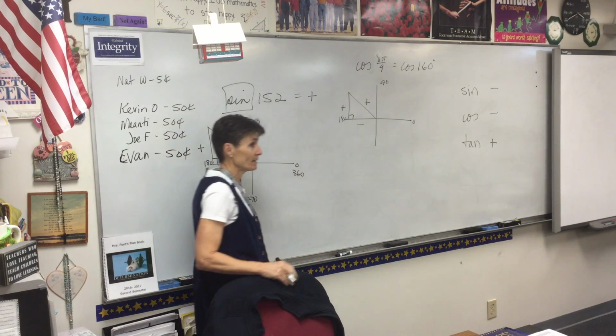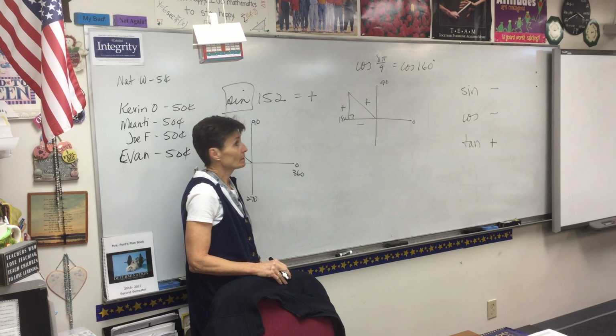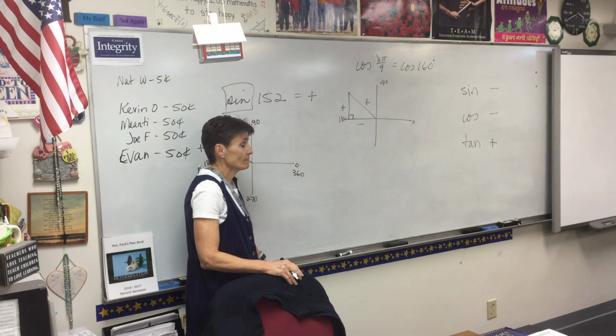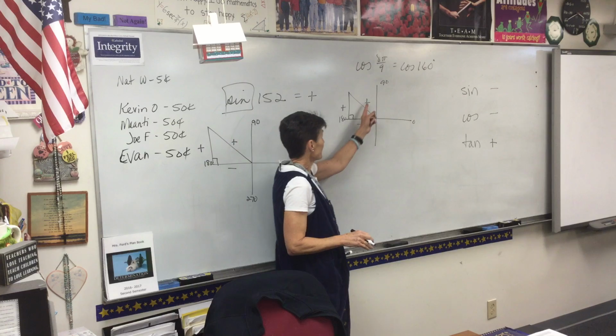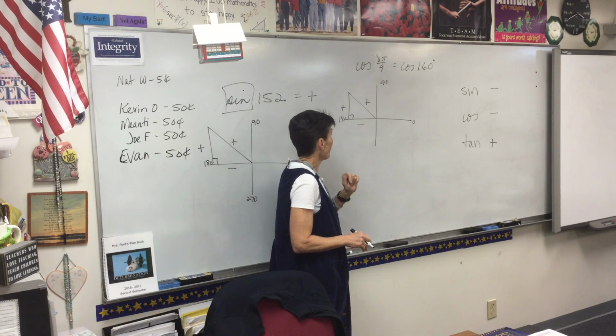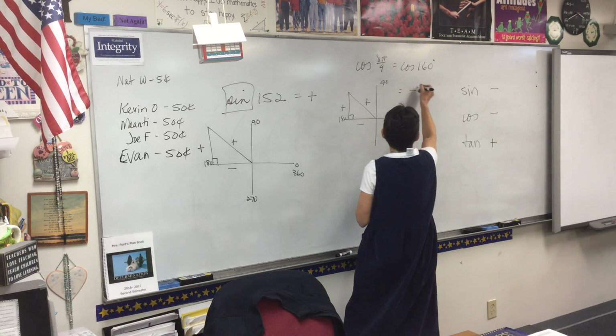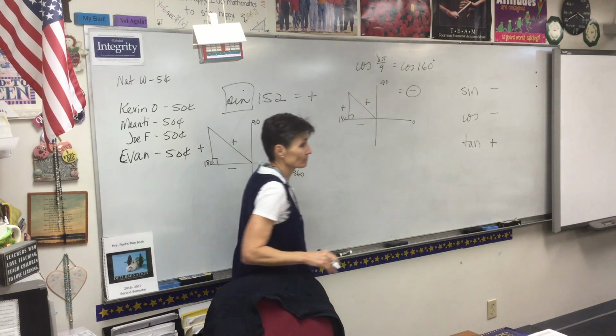Is that confusing to anybody? Are you good with that? This time we want cosine. Cosine is negative over positive, adjacent over hypotenuse. So the answer is, it's a negative number.